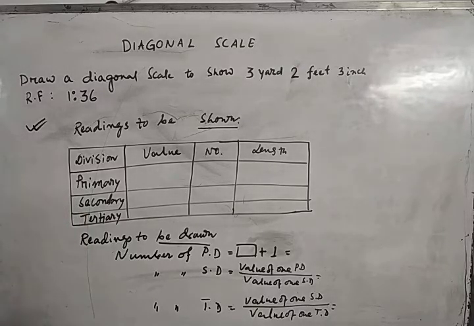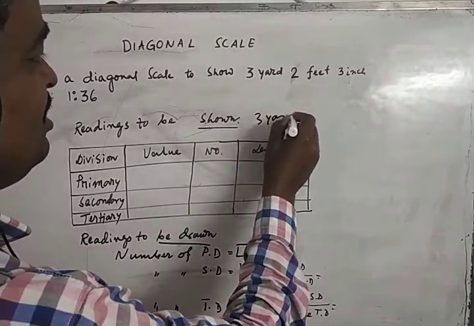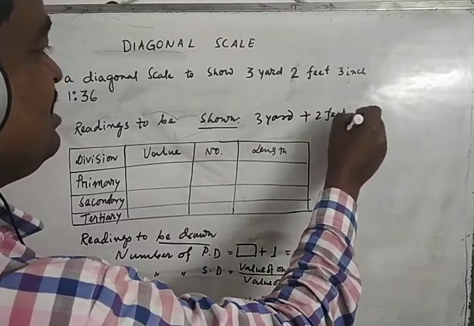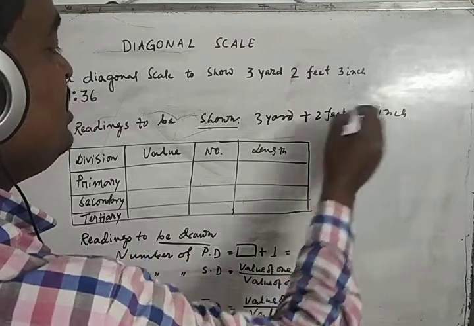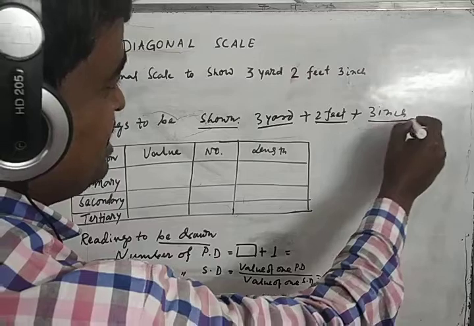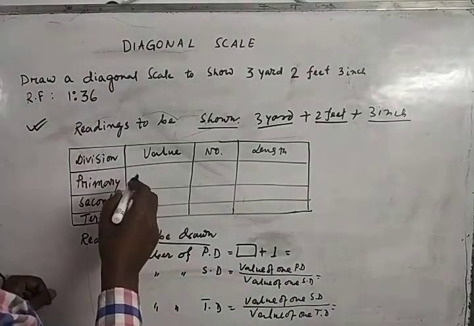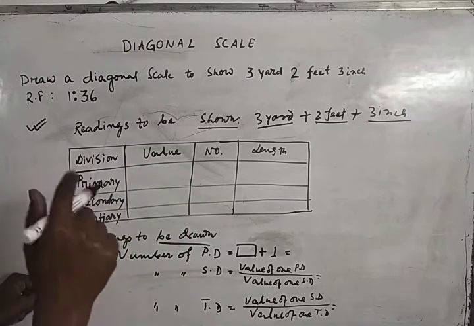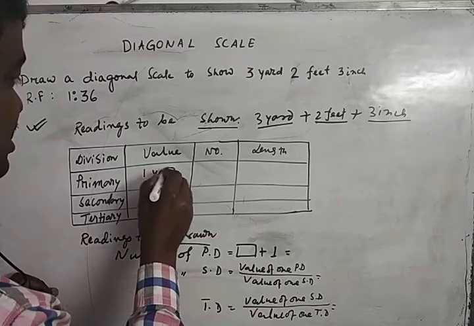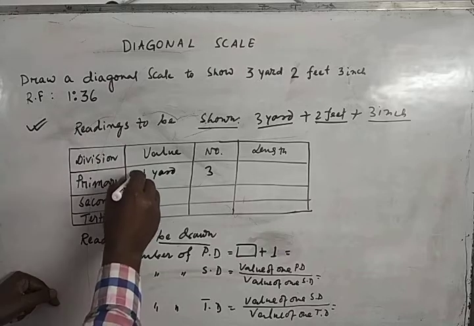First is primary division. First is readings to be shown. Shown means 3 yard plus 2 feet plus 3 inches. Why am I writing like that? Because that much is for primary division, for secondary division 2 feet, and for tertiary division 3 inch. So first, primary division value. Value means value of 1 unit. If I take 1 yard, then definitely there will be 3 numbers of primary division.